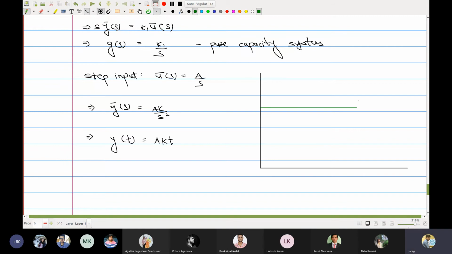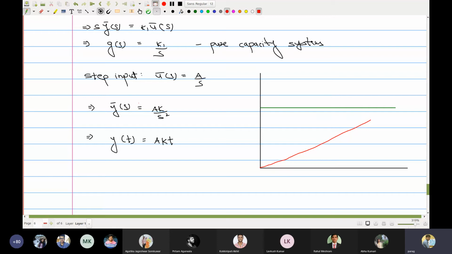This is your input function, right? So what is AKT? How does AKT look like? My AKT looks like this. Okay. And what does this mean? This means that my output variable will keep on increasing linearly with time.